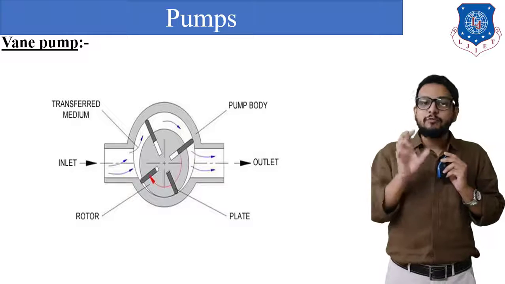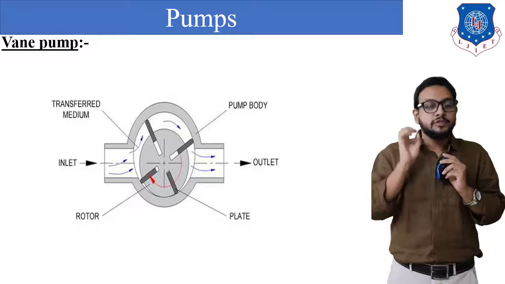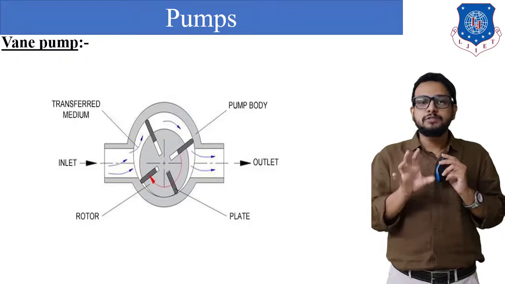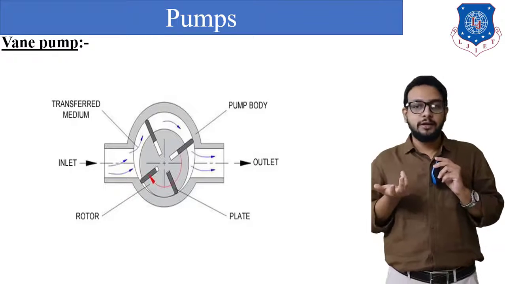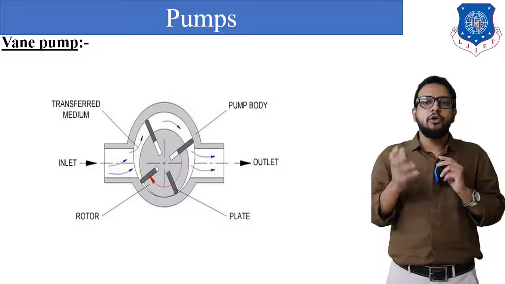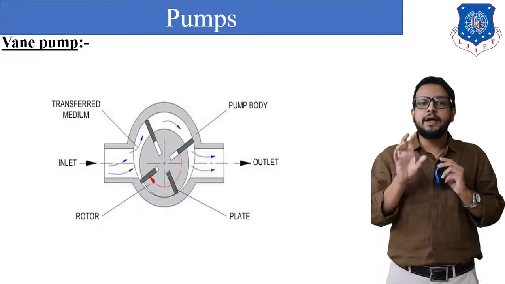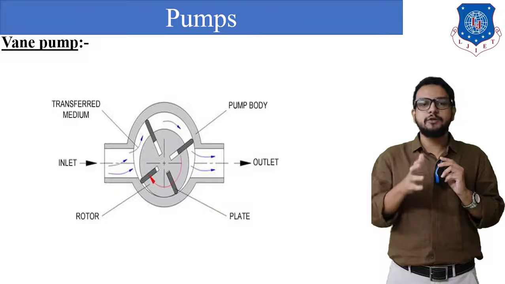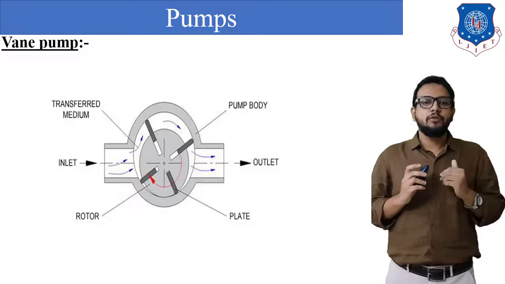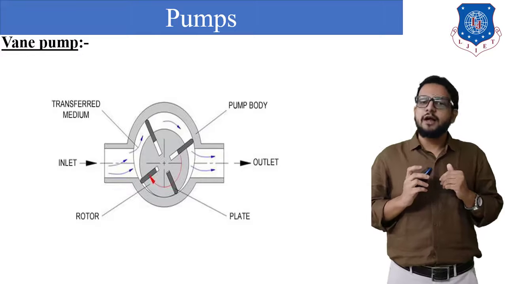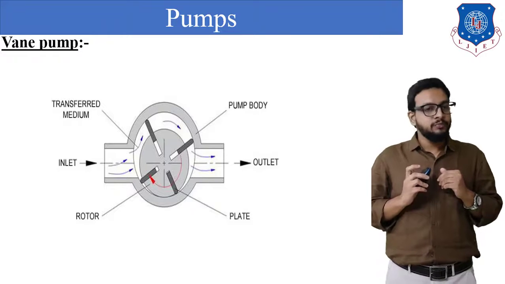Now, which type of liquid can this pump transfer? This is a type of rotary pump. This pump can transfer highly viscous liquids, for example vegetable oil, then grease. All these highly viscous liquids can be transferred by making use of this pump. Now, as you can see, the inlet portion is shown on the left side of the screen and the outlet portion is on the right side of the screen.